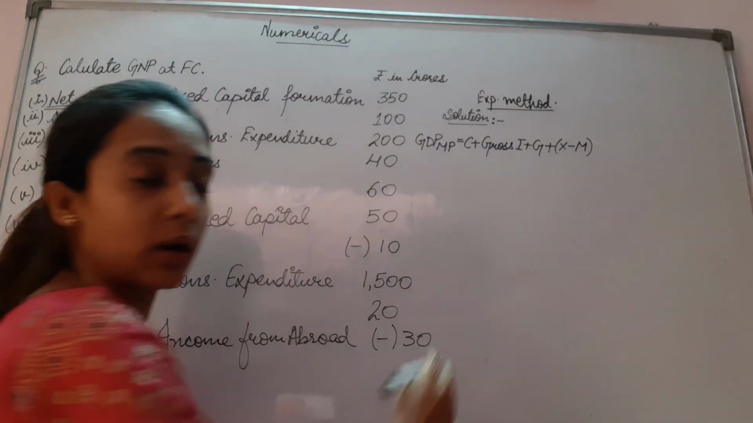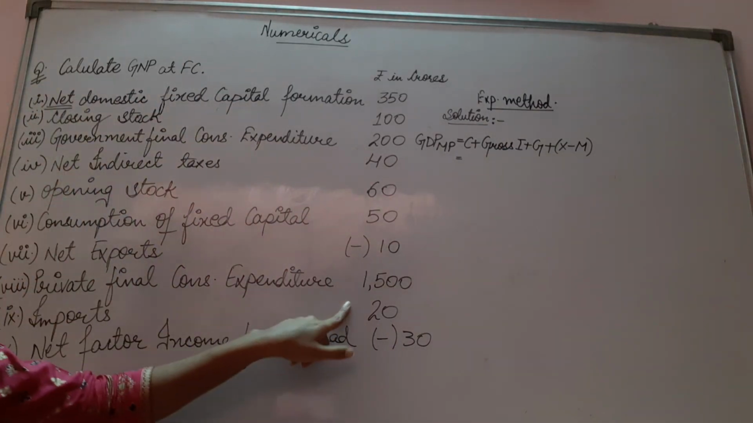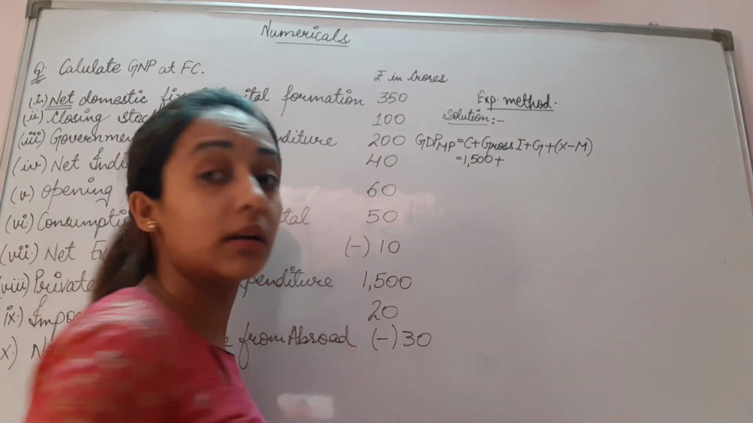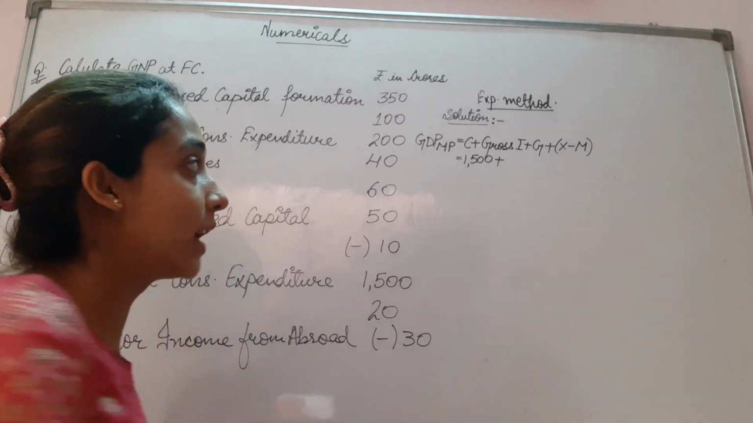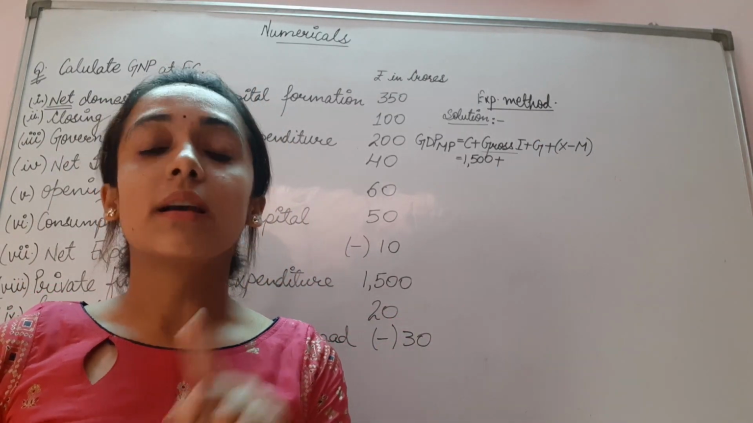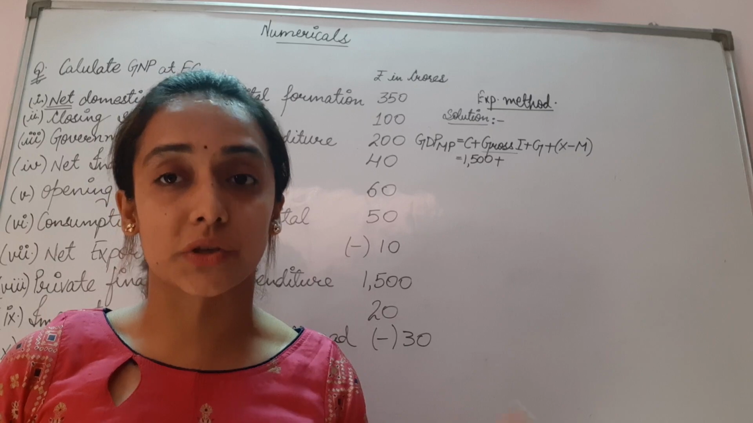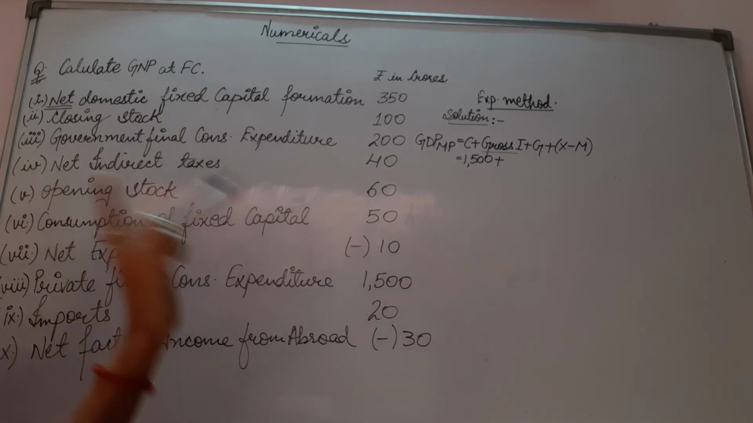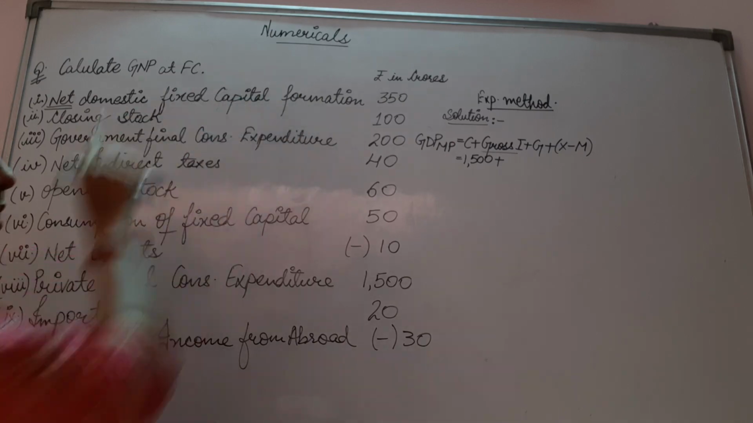Now what is C given in the question? C is equal to private final consumption expenditure. It is given 1500 crores. Now what do we need? Gross I. Gross I is gross investment or gross domestic capital formation. Let's check in the question what is given. Gross I is not given directly. What is given? Net domestic fixed capital formation.